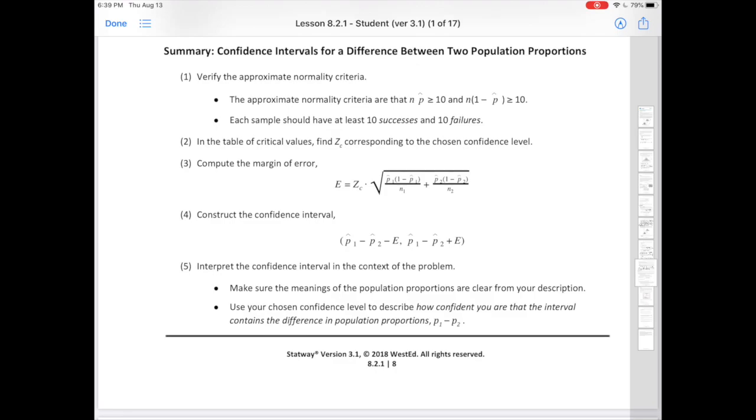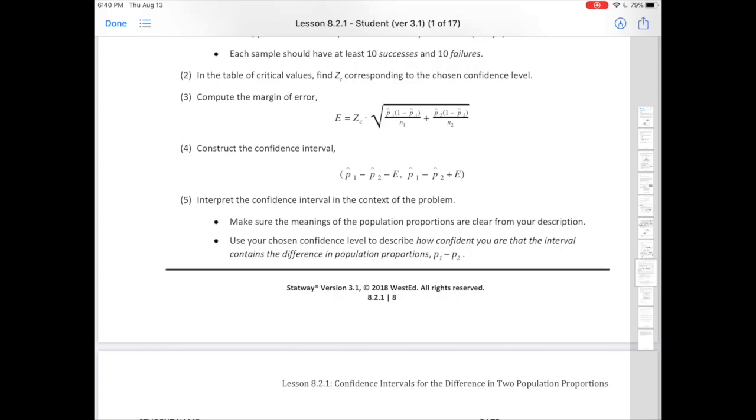Step 2, in the table of critical values, find the critical Z value, ZC, corresponding to the chosen confidence level. Step 3, compute the margin of error, and you get that from this formula. You can do ZC times that big square root. And yes, you can do it all at once. You do not have to do the square root first and then multiply it by ZC, but you can do it all in one step. Step 4, construct the confidence interval. Remember, the confidence interval is always the difference minus E and then the difference plus E.